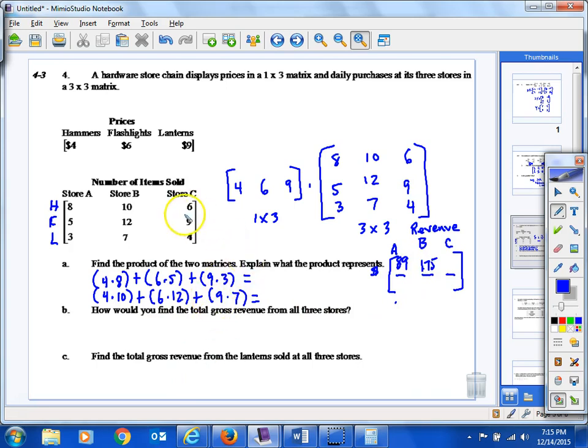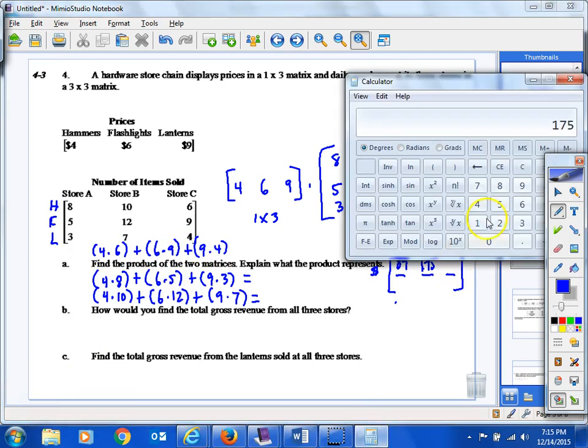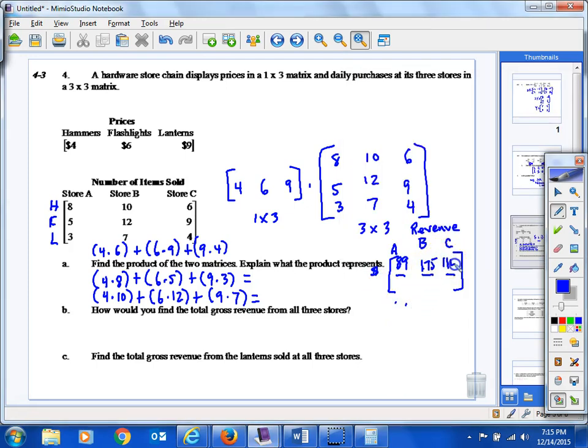And then finally we can do store C. We can squeeze it up here. $4 per hammer times 6 hammers sold. $6 times 9, $9 times 4. 24 plus 54 plus 36, 114.